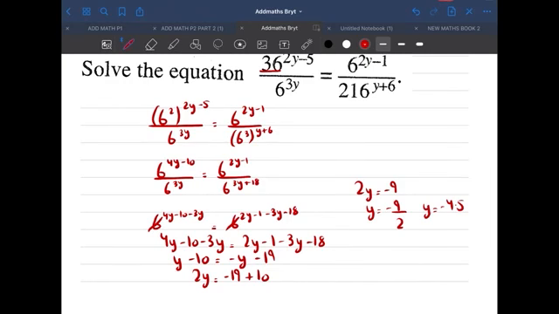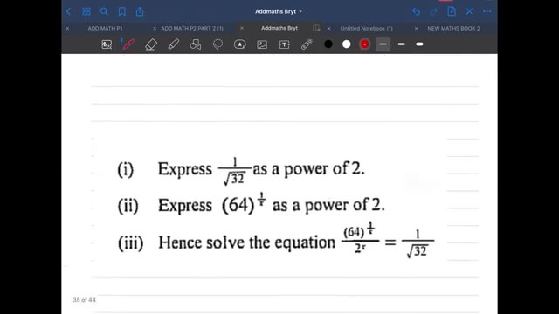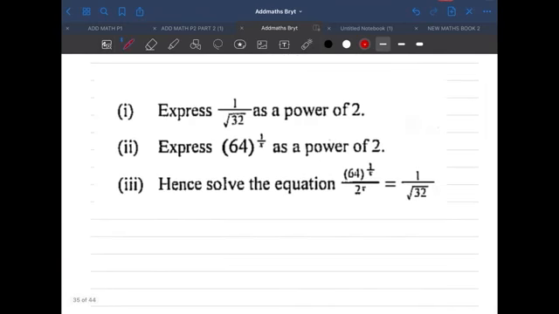Got till this point. Let's do one last question of easy level. 1 upon 32 as a power of 2. How will I write that? 2 power 5, and square root means power 1 upon 2. Can I write like this? 1 upon 2 power 5 upon 2. When it comes in the numerator, it will become this. That's the answer of part 1.